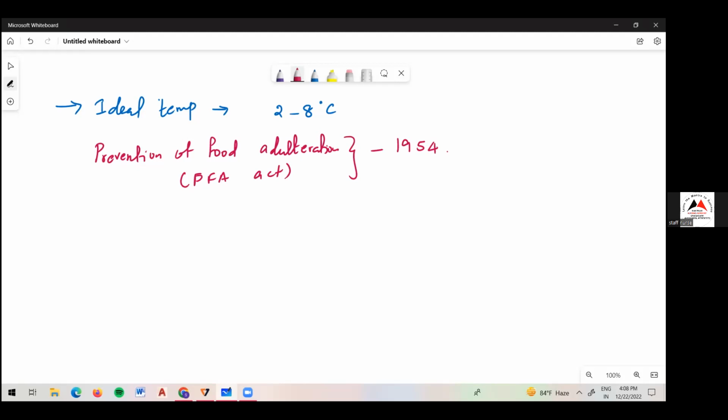Then one more repeated question in community health: autoclave, sterilization, steam under pressure. We autoclave the instruments. Autoclave is otherwise called sterilization, or steam under pressure.